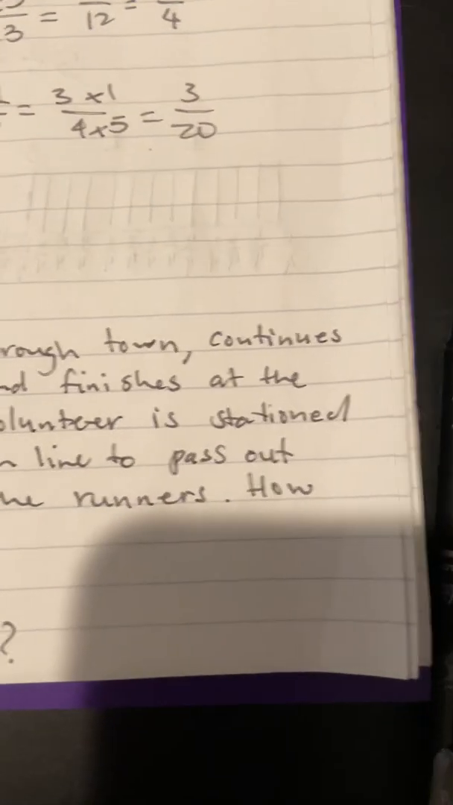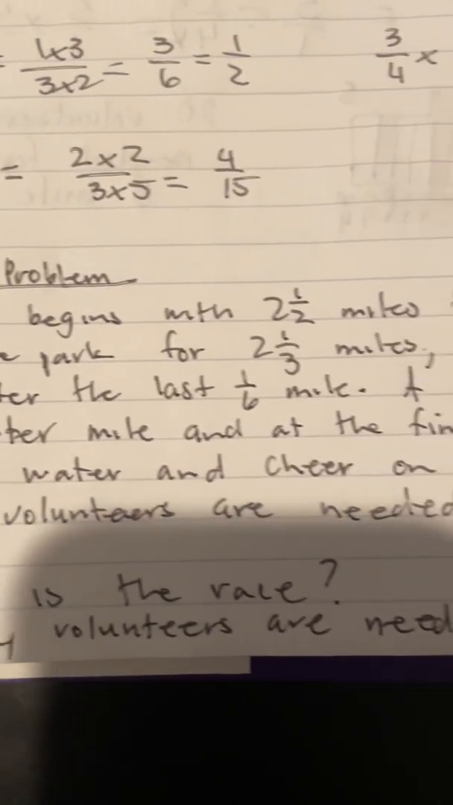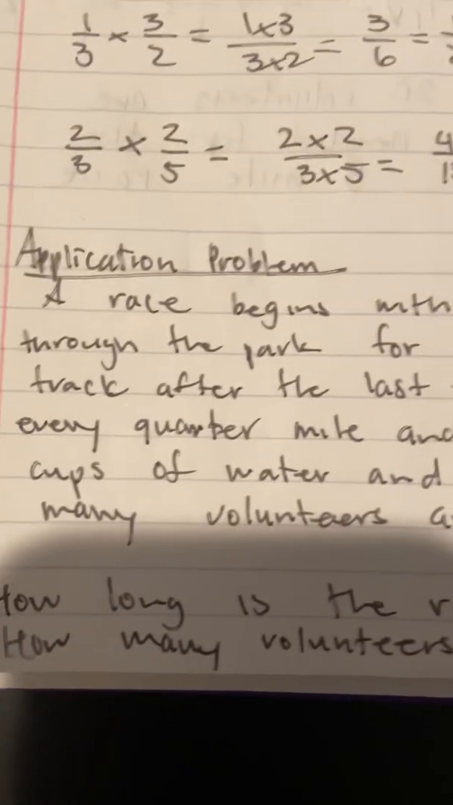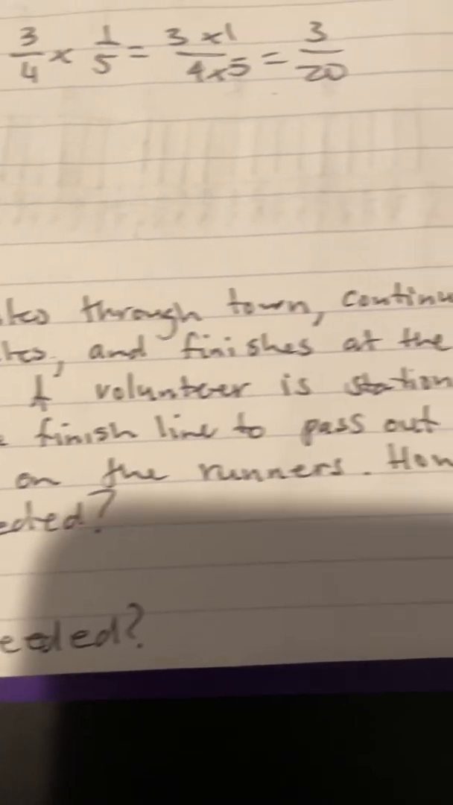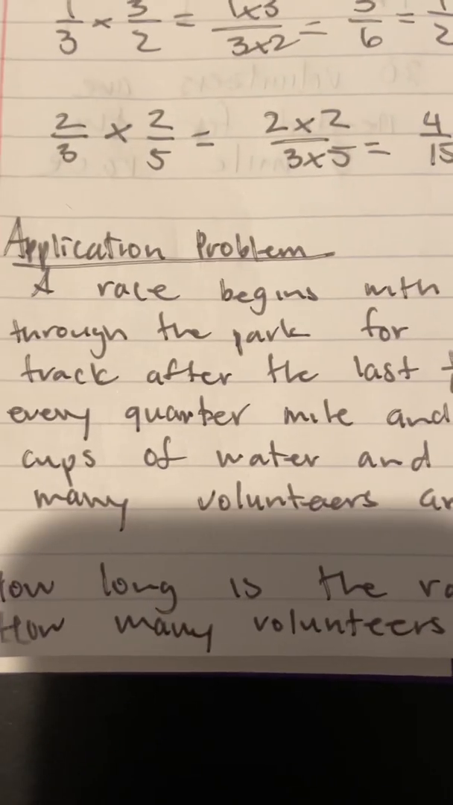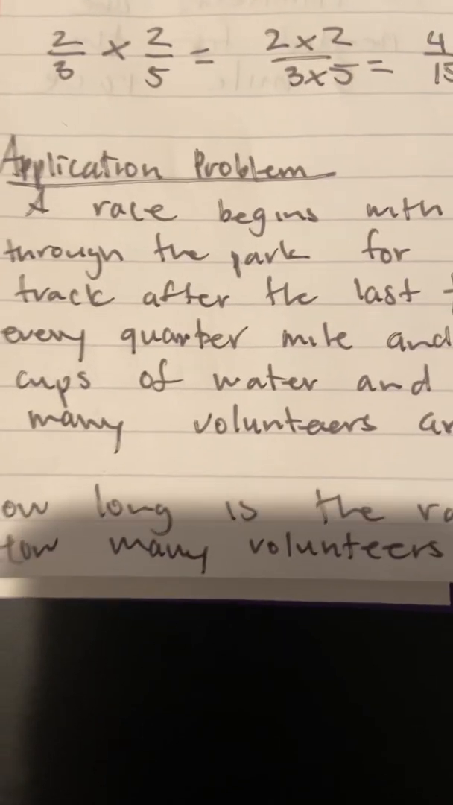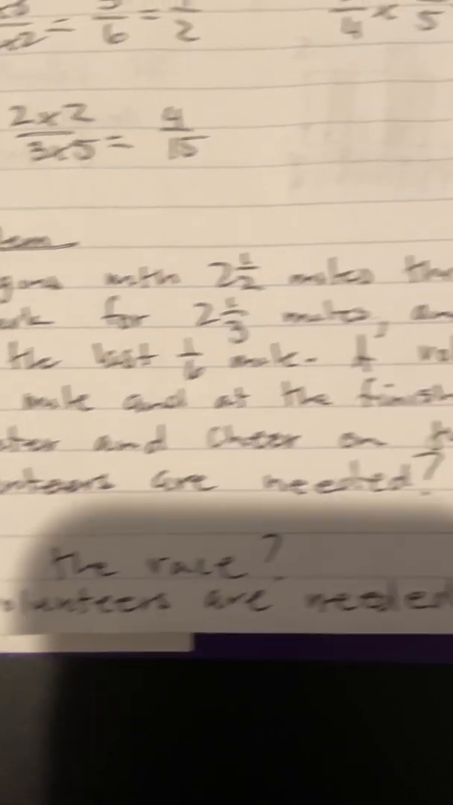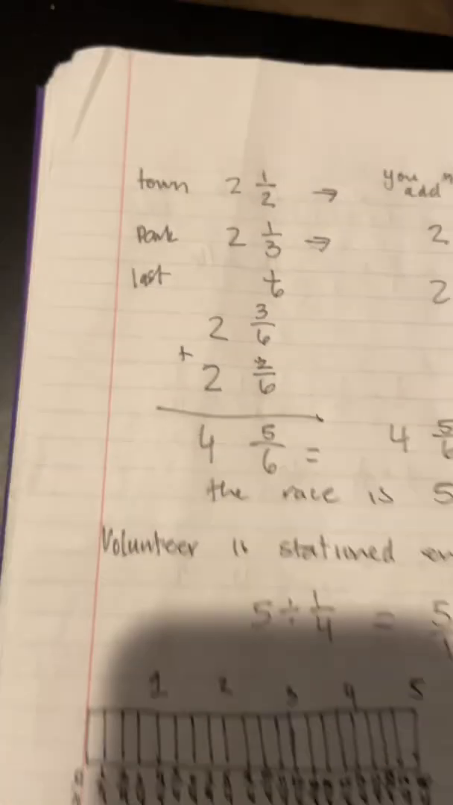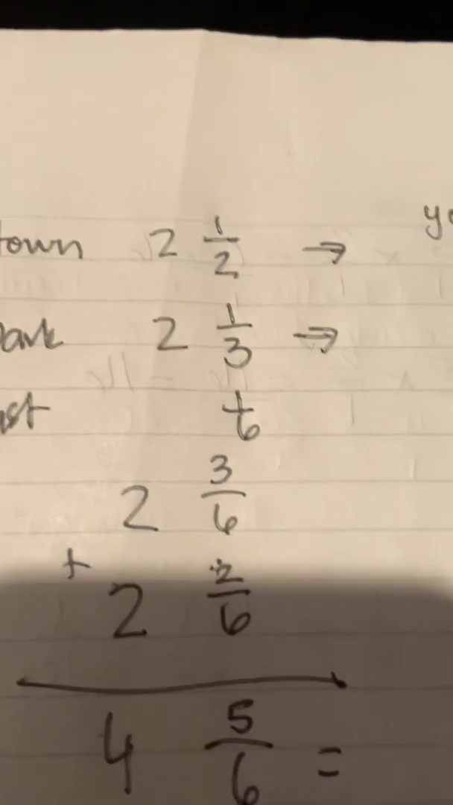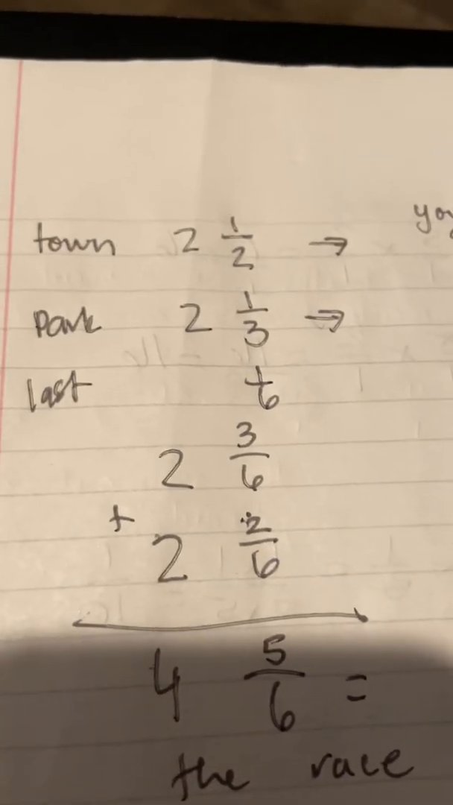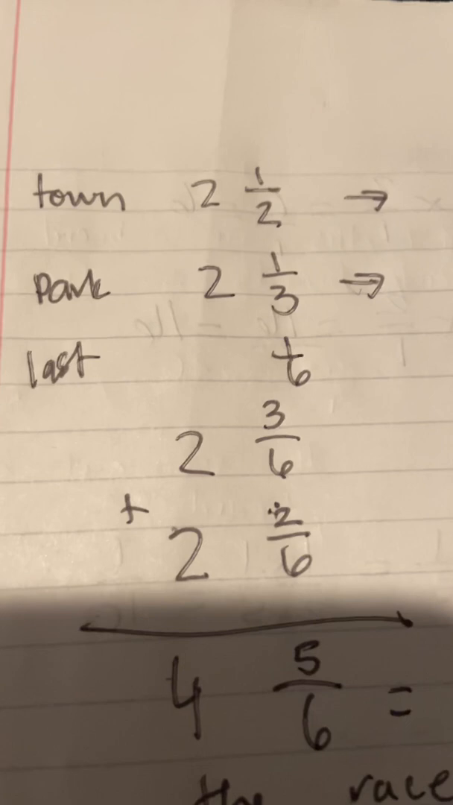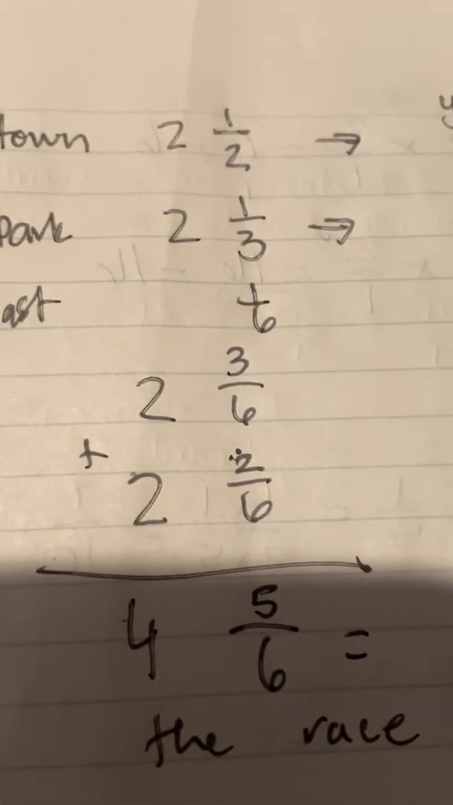A volunteer is stationed every quarter mile and at the finish line to pass out cups of water and cheer on the runners. How many volunteers are needed? First of all, we have to think how long is the race. I told you there are three fractions they gave us for the race. For the town, it was 2.5 miles. For the park, it was 2 1/3, and then the last part was 1/6 of a mile.